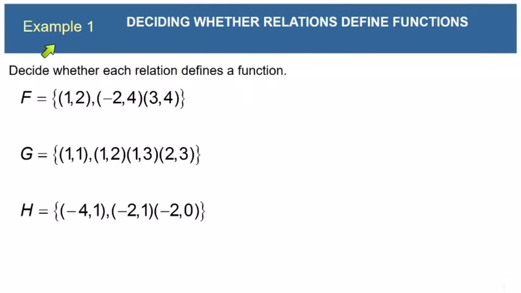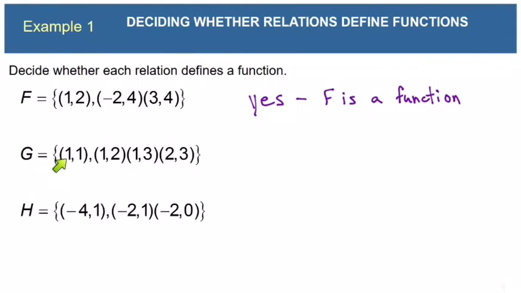Now, in example 1, all we're going to do is look at each set of ordered pairs and decide whether it's a function or not. Remember, a function is a set of ordered pairs in which each x value matches only one y value. So this 1 only matches a 2. There are no other ordered pairs that have a 1. This negative 2 only matches a 4. And this 3 only matches a 4. So the thing is, the x values cannot be reused. The y values can repeat. The x values cannot match two different y values. And so this one is a function.